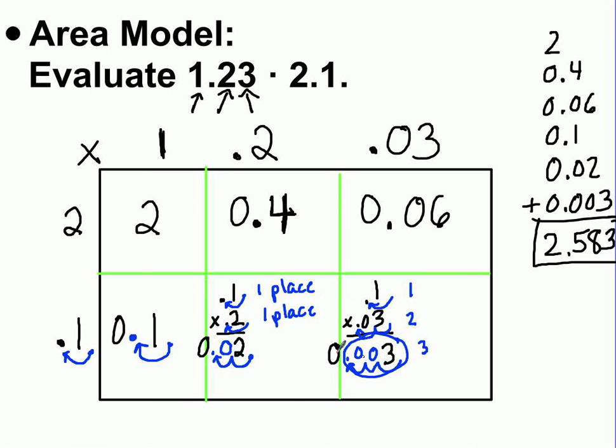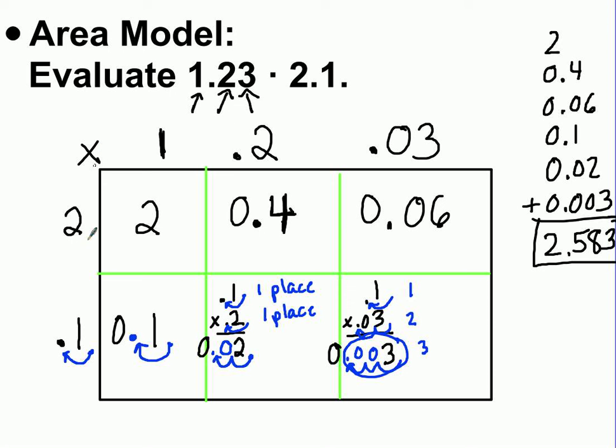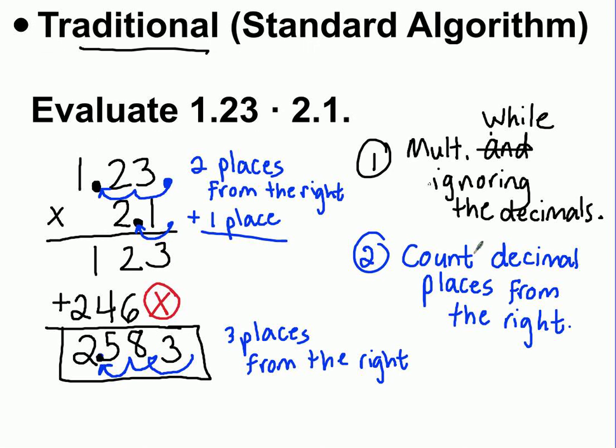Again, if you like the area model, use the area model. Okay, if you're comfortable with that, use the area model. The last one here is partial products. So the nice thing about partial products and area models is you can go in any order you want. But the traditional way, you have to start from the right. Okay, but with partial products or area model, you can start wherever you want.